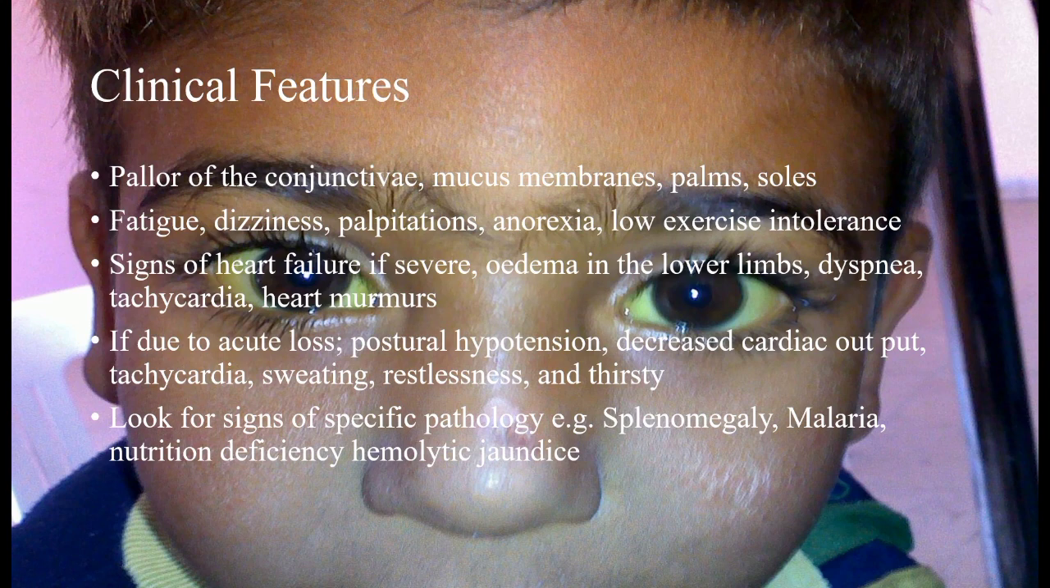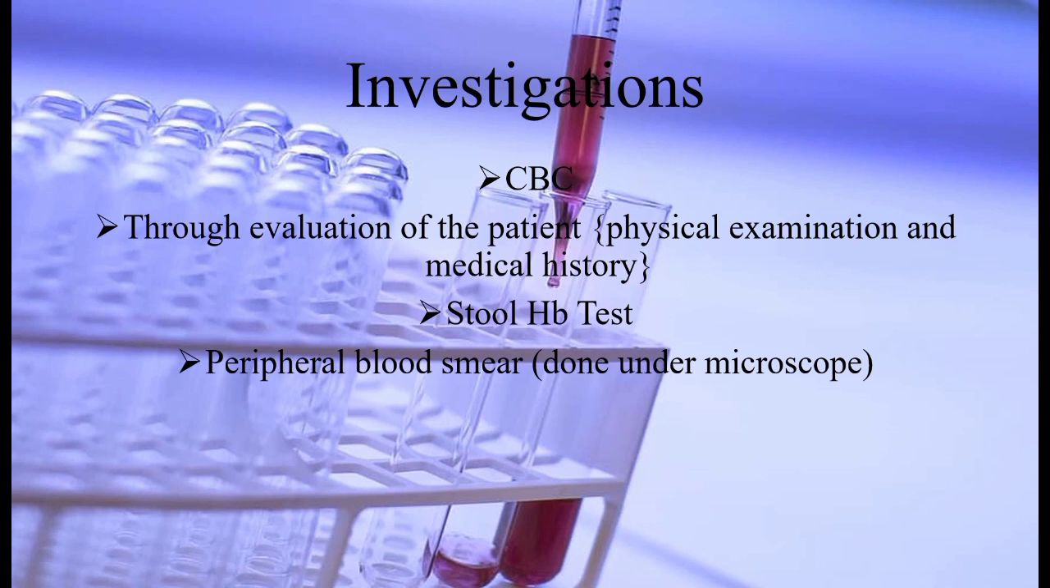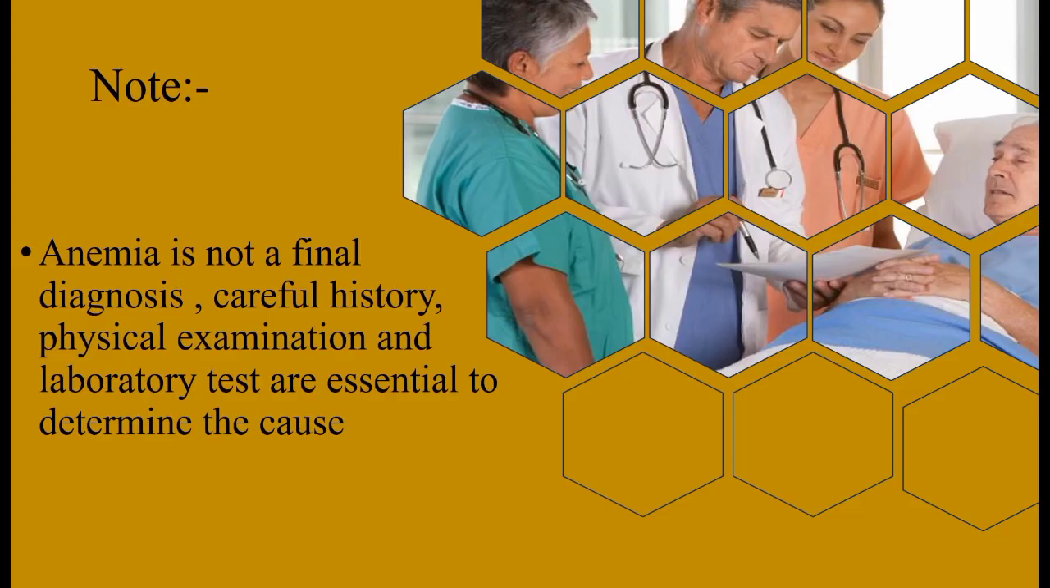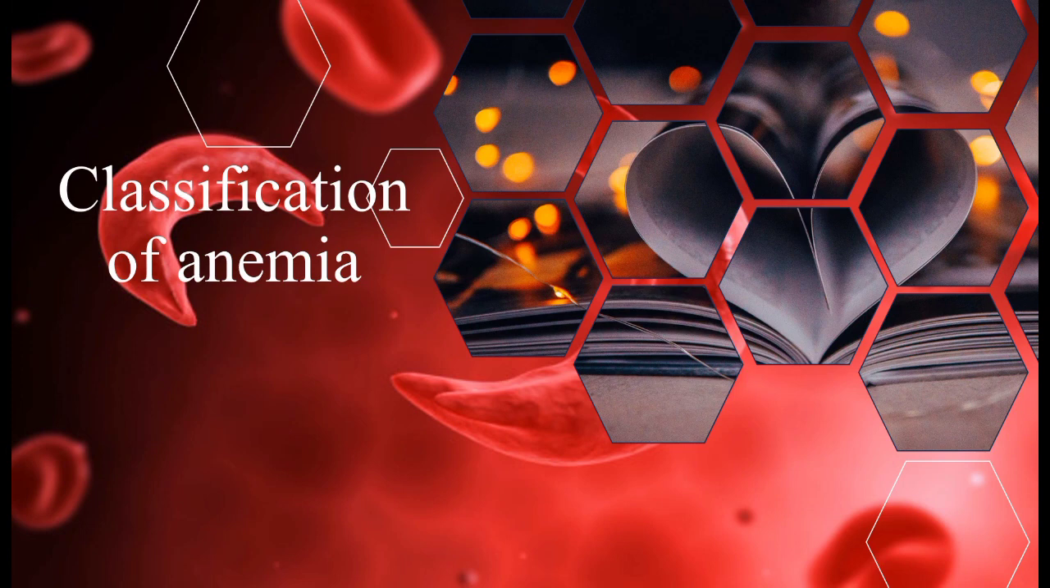Investigations, definitely we carry out a CBC, the one we are explaining, the one we are trying to understand what it means. You can also do evaluation of the patient. This is physical examination or medication history. We also have peripheral blood smears done under the microscope. And what you have to note is that anemia is not usually the final diagnosis. Careful history, physical examination, and laboratory tests are essential to determine the cause.